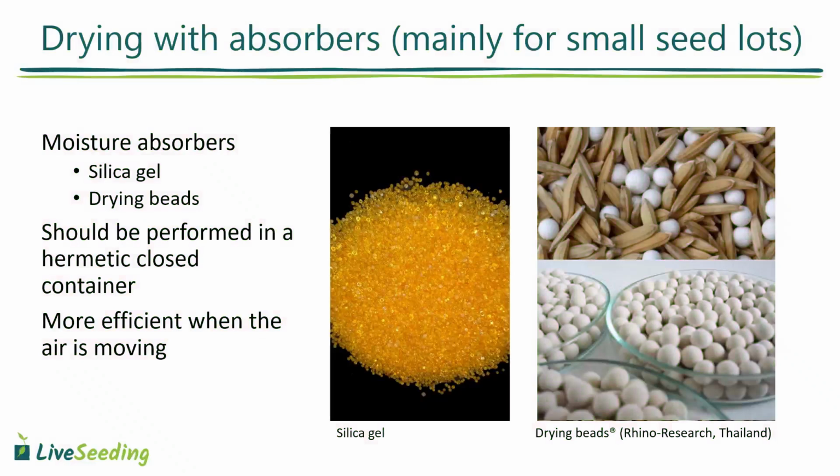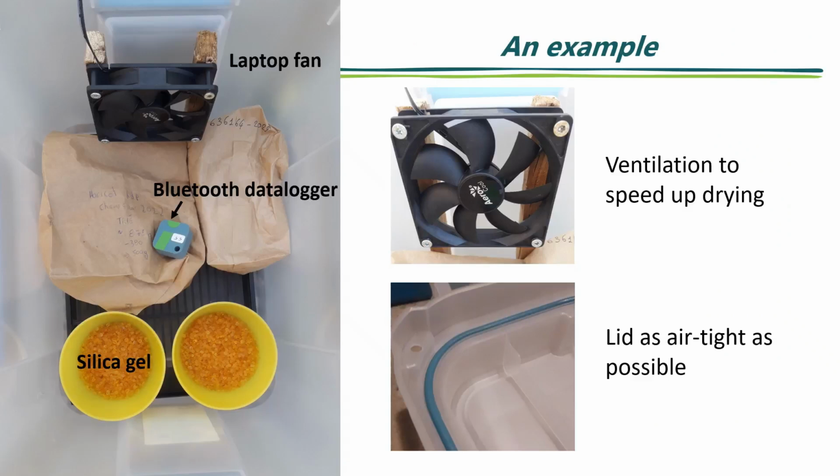The drying bead technology provides a mobile, fast and cost-effective method for drying seeds, even immediately after harvest, and is successfully used by small-scale seed productions in Southeast Asia. Systems to dry seeds using moisture absorbers require the use of hermetically closed containers. Insertion of, for instance, a laptop fan will accelerate the drying. The drying process can be monitored with the use of a digital hygrometer incorporated in a Bluetooth data logger. Although in this example seeds are packed in paper bags, the drying will be faster when placed in open boxes.